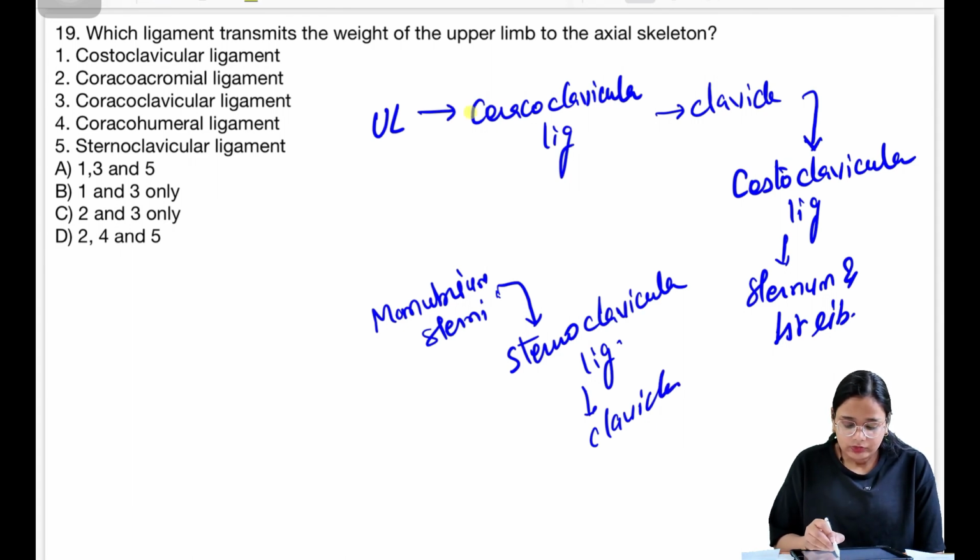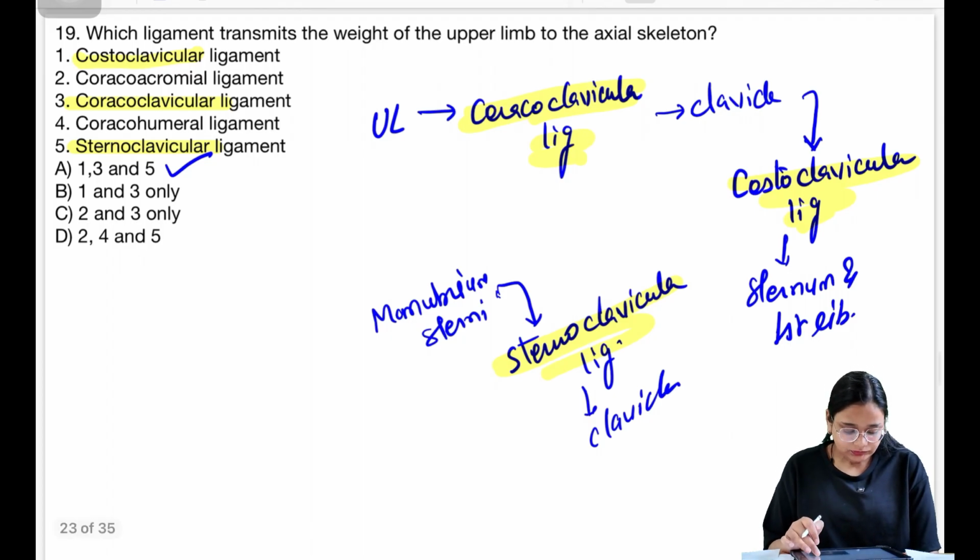So we have the coracoclavicular ligament, the costoclavicular ligament, and the sternoclavicular ligament. So here costoclavicular is present, coracoclavicular is present and sternoclavicular is present. So the correct answer will be 1, 3, 5 or option A.